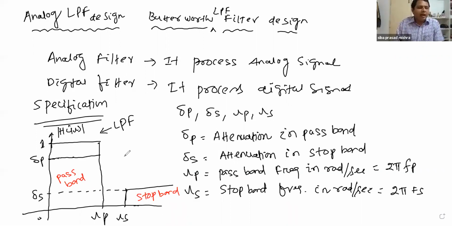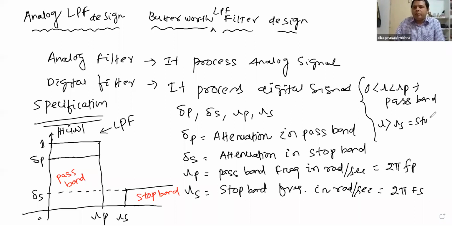So this is the simple ideal low pass filter. We'll design the ideal low pass filter. Here the passband range is 0 to omega p. It's very clear. Or you can say that 0 less than omega p is your passband, and omega greater than omega s is your stop band.